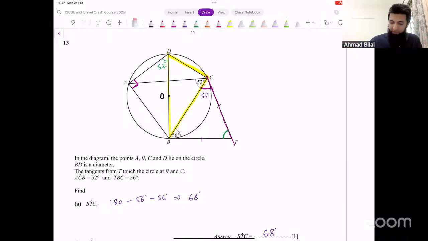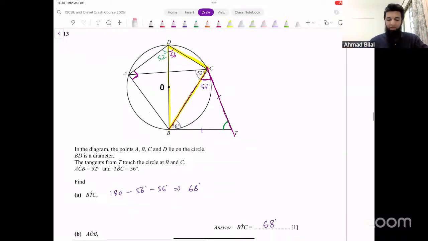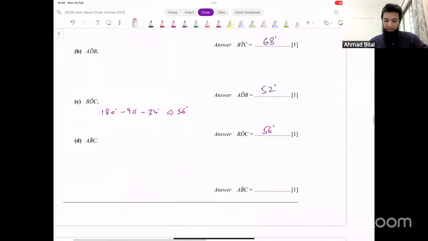If this angle is 56 degrees, then that means the opposite interior angle in that triangle, the angle that is opposite to the side, is also going to be 56 degrees. Right? That's what the alternate segment theorem says. That's also part of your syllabus. It's been recently added just this year. You need to make sure that you understand this as well. So you could use the alternate segment theorem to write down this angle directly as 56 as well. Okay, all right, that is part C. Now angle ABC.